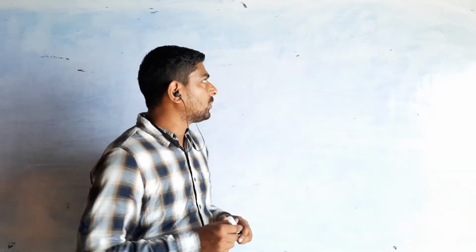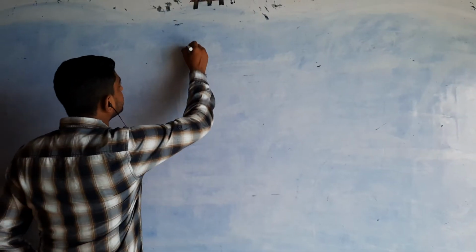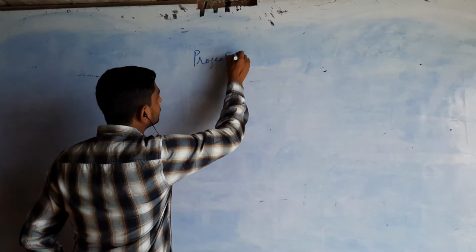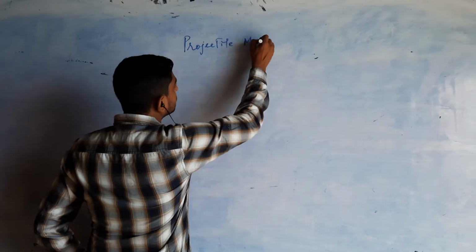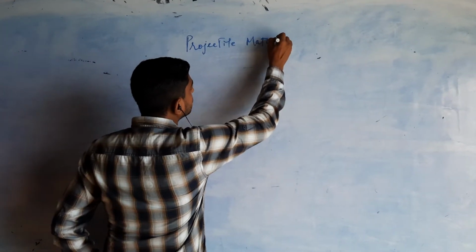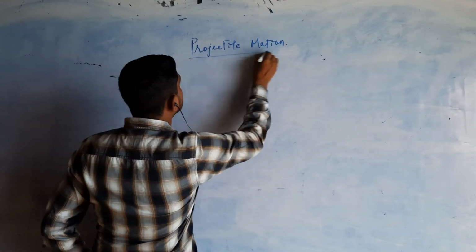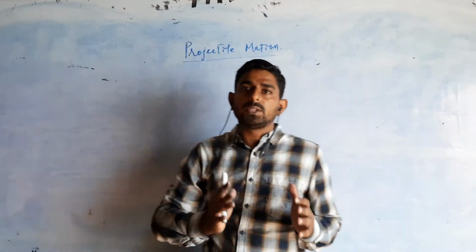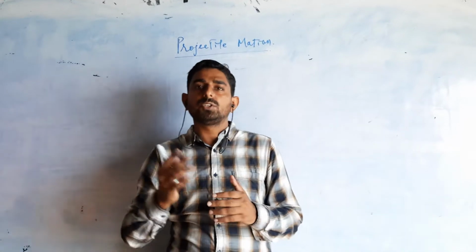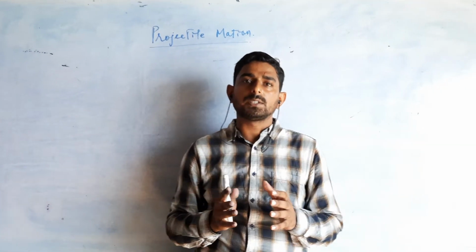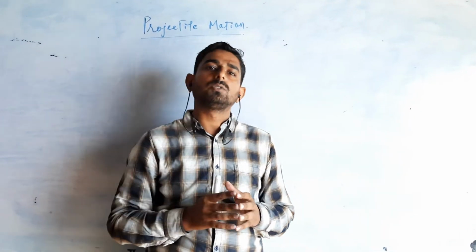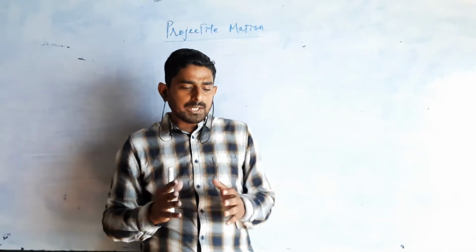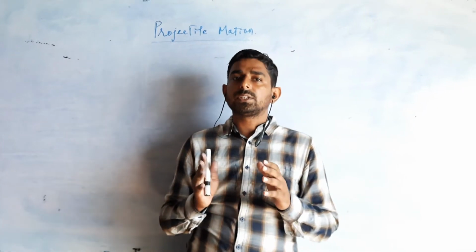Hello, in this video I am going to discuss projectile motion. First of all, what is a projectile? If any object is thrown into the air and follows a curved path, such motion is known as projectile motion. Projectile motions basically occur near the surface of the earth.